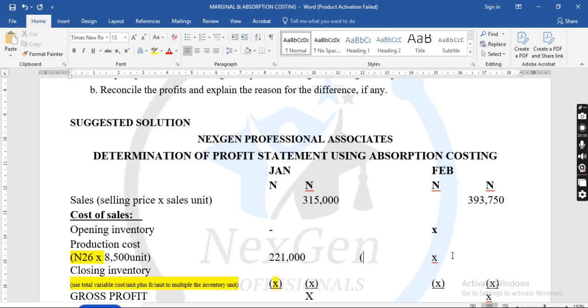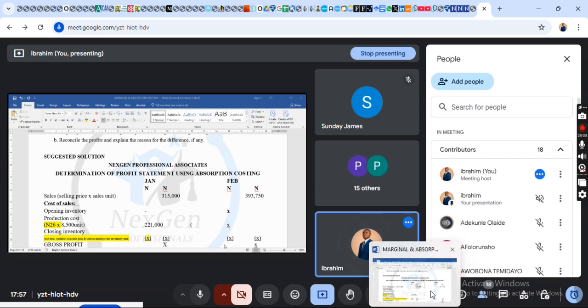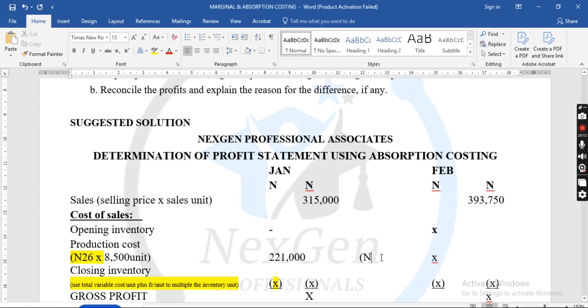We assume that they have the same full cost, but sometimes you may be given different direct material for January and for February, and different labor for January and for February. Even if they have different direct material, the fixed cost per unit will be the same, which is your OAR that you calculated. You put it the same in January as in February, then you add it to move on as your full cost.